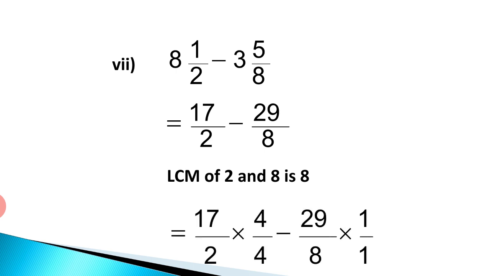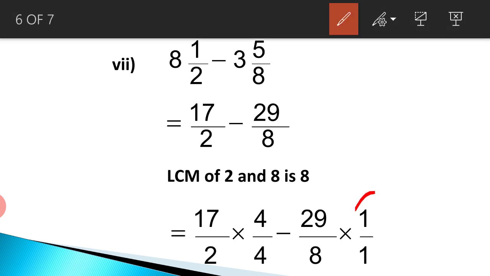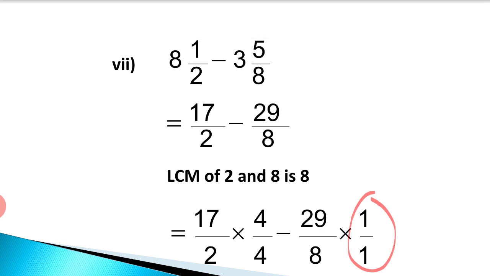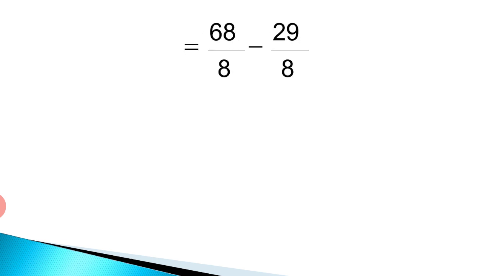So we will convert 17 by 2. You have to multiply by 4, and 29 by 8 as it is. So you will multiply by 1. Is it okay? You will find after some days this part will be omitted. Let me remind again, if it is 8, then you need not show multiplication by 1. You can simply convert 17 by 2 into its equivalent fraction with denominator 8. So now 17 fours are. Do you remember the table? So it is 68 by 8 minus 29 by 8.